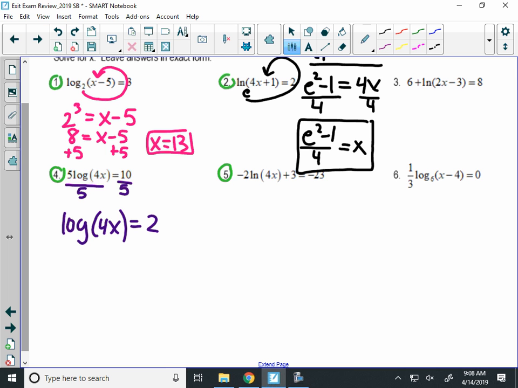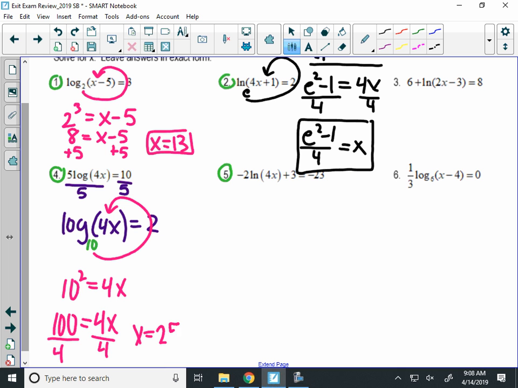Now the thing to remember about our common log is that if you do not see a base after the log, the base is 10. That's called our common log. So when I simplify this, I'll have 10 to the 2nd equals 4x. 10 to the 2nd is 100 equals 4x, and I can divide by 4. 100 divided by 4 is 25, and that's your final answer. All right, the very last one.